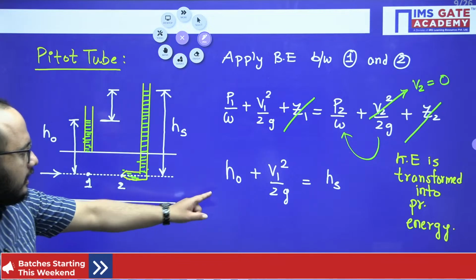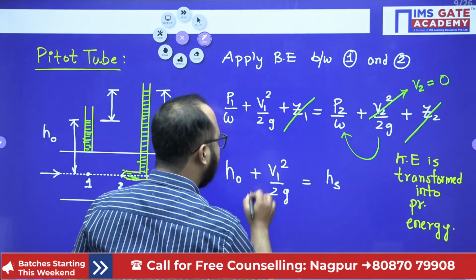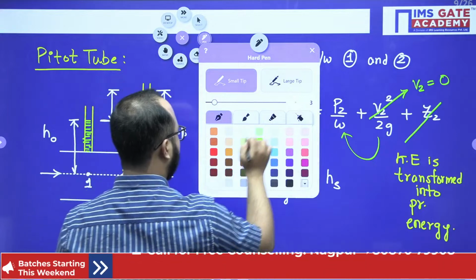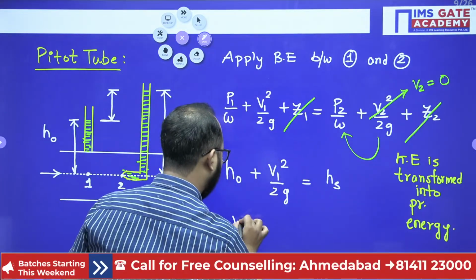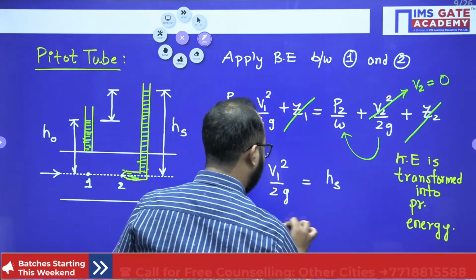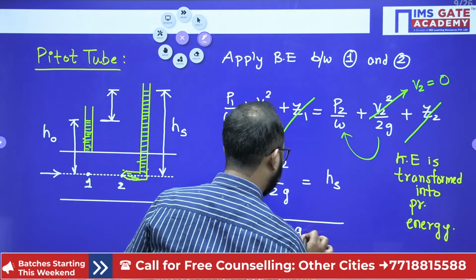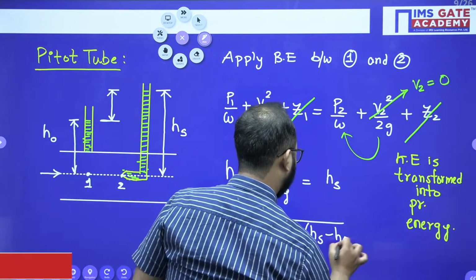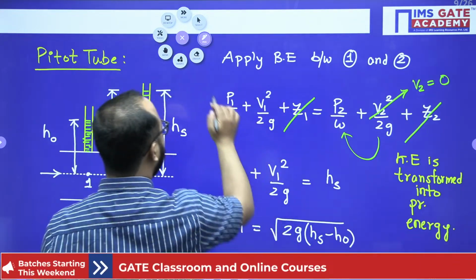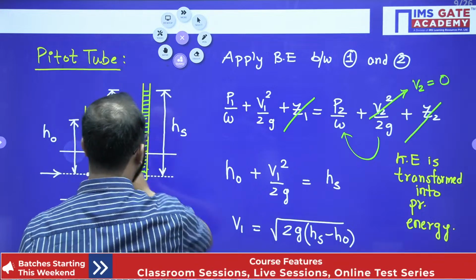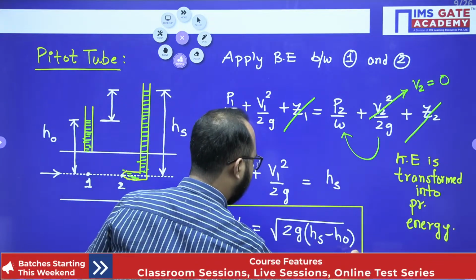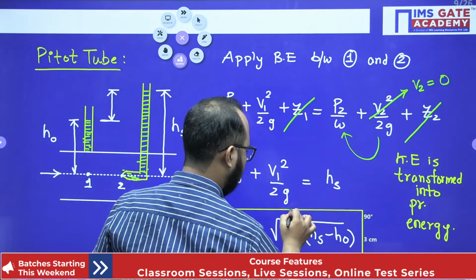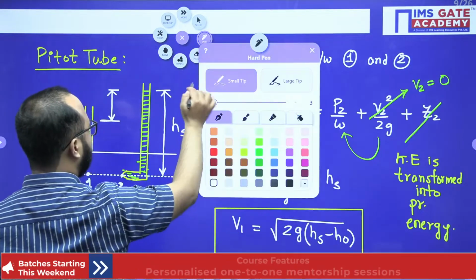Now, if I have to calculate the velocity V1, I can simply calculate it. V1 will be the square root of 2g into (HS minus H naught). So that is the formula you will be having. This will be your formula. Right, everyone?